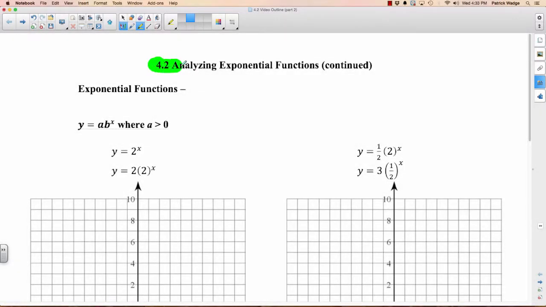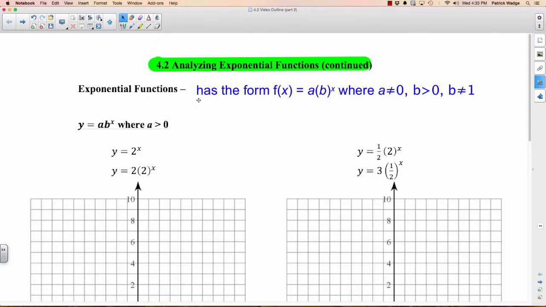Time to finish off 4.2, which is on analyzing exponential functions. Just to remind you, an exponential function has the form f of x equals a times b to the x power, where a cannot equal 0, b is greater than 0, and b cannot equal 1. Last day we focused on when the a value was equal to 1. Today we're going to look at when it's not equal to 1. So we're going to look at two cases.